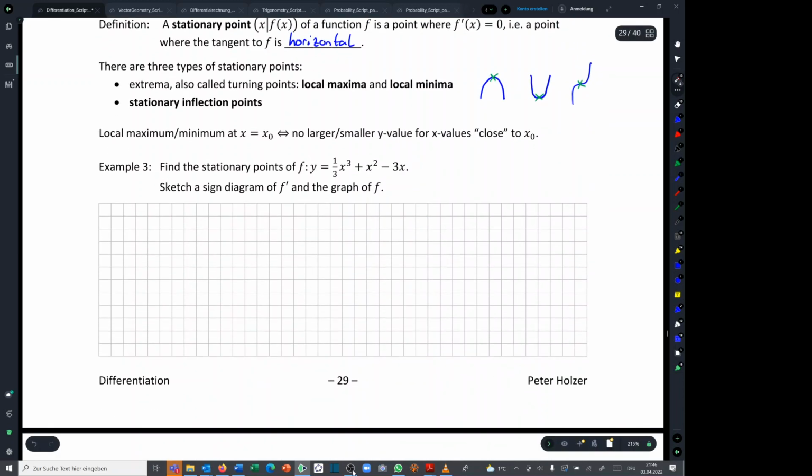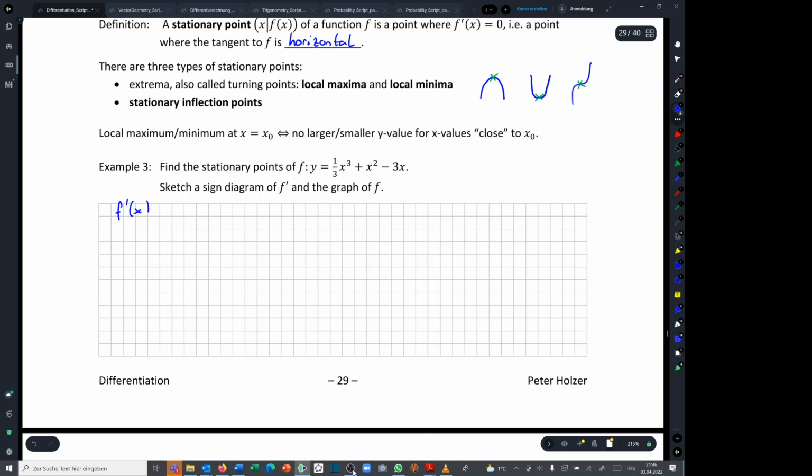So now let's find stationary points. Let's find all stationary points of this function f, and then we want to sketch a sign diagram of f dash and the graph of f. In order to find all the stationary points, how do we proceed? Well, we have to find all points where the tangent is horizontal, which means f dash of x has to be 0. So we have to start by finding f dash of x.